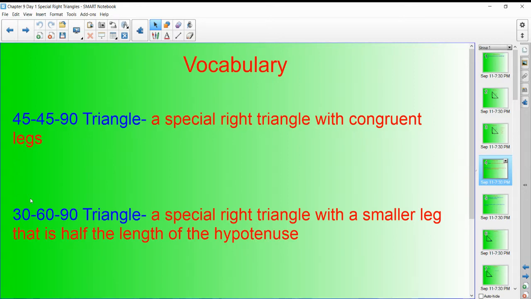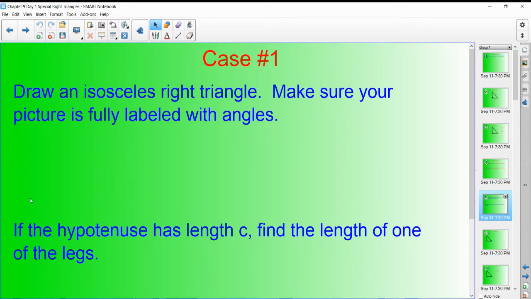First we're going to explore the 45, 45, 90 triangle. I want you to draw an isosceles triangle, just like there was in the warm-up: two congruent legs, a right angle, and a hypotenuse. We're going to label it with the angles. I want you to label the hypotenuse c, and we're going to find the length of one of the legs in terms of c.